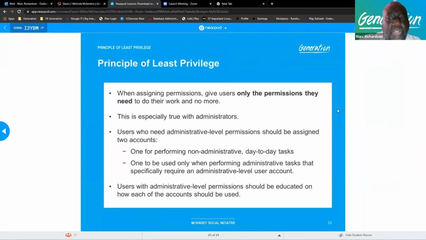Okay. Principle of least privilege. This is very important. When assigning permissions, give users only the permissions they need to do their work and no more. This is especially true with administrators. Users who need administrative level permission should be assigned 2 accounts. One for performing non-administrative day-to-day tasks, and one to be used only when performing administrative tasks that specifically require an administrative level user account. Users with administrative level permission should be educated on how each of the accounts should be used.